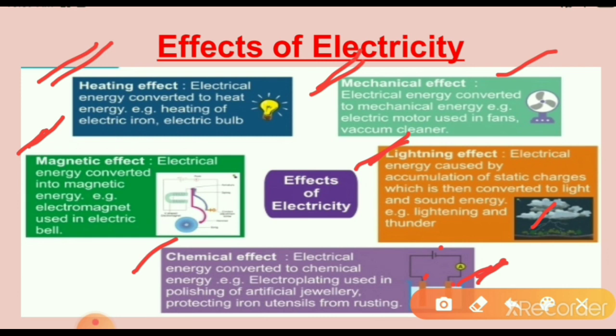I hope you all have understood the effects of electricity. So what are the effects of electricity, students? The first one is heating effect, the second one is magnetic effect, the third one is mechanical effect, the fourth one is lighting effect, and the fifth one is chemical effect. These are the 5 effects of electricity.